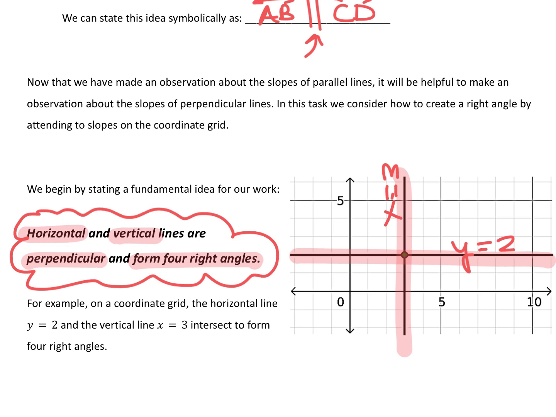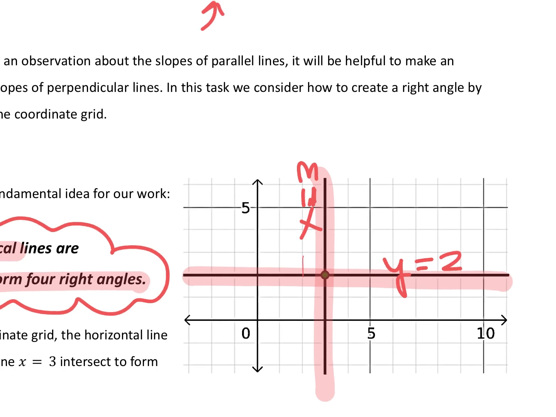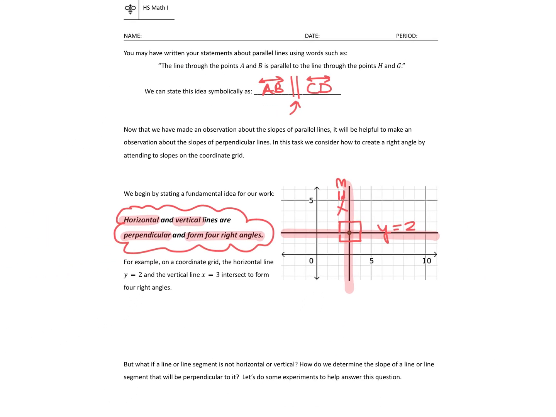So just by this fundamental idea that we highlighted here to the left and we circled, we know that y equals 2 and x equals 3 are perpendicular. And right here, where they cross, we've got 4 right angles forming. So right there is one, right here is one, right here is one, and right here is one. So that is really important to pay attention to as we talk about perpendicular lines.